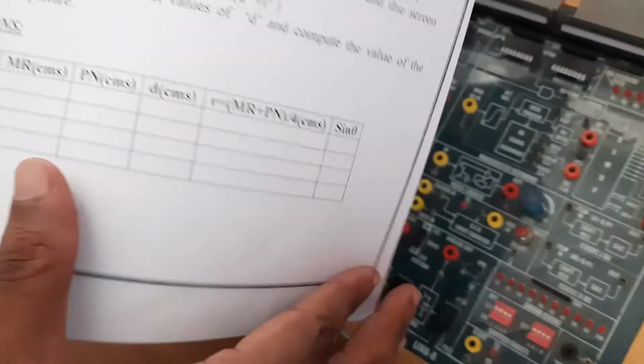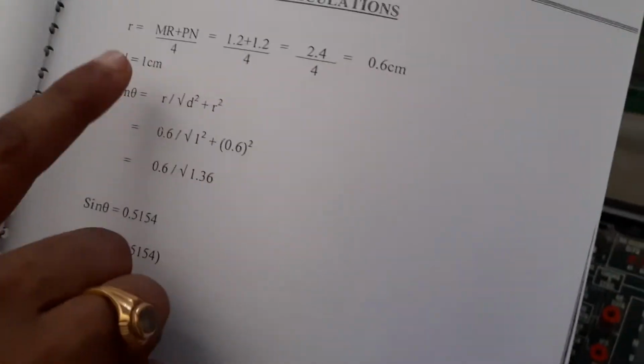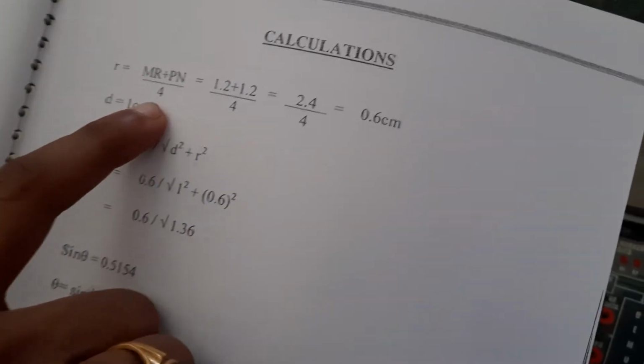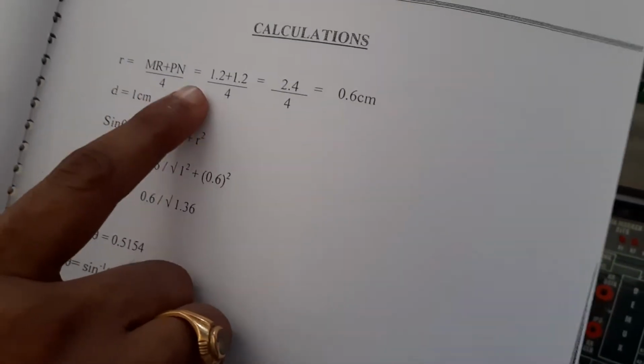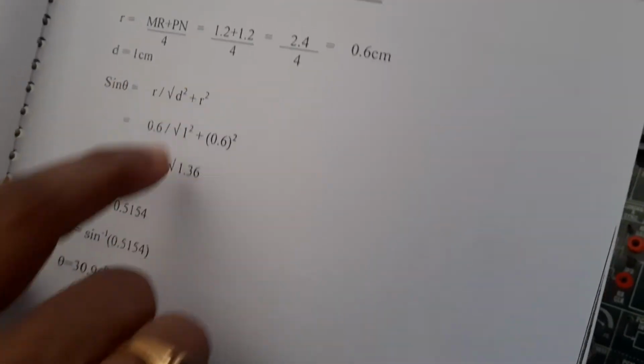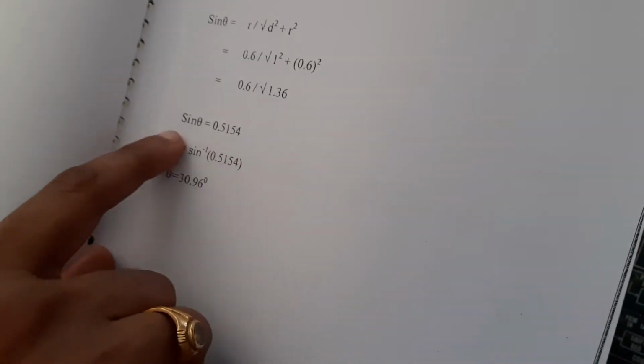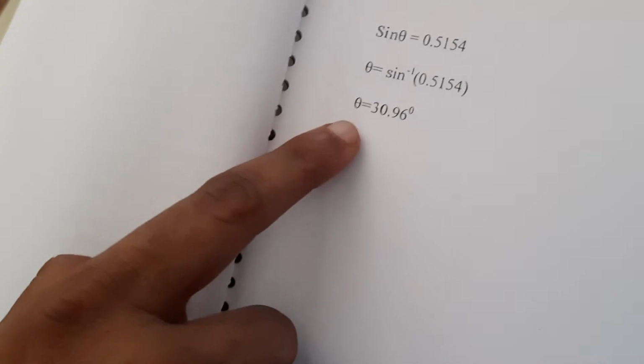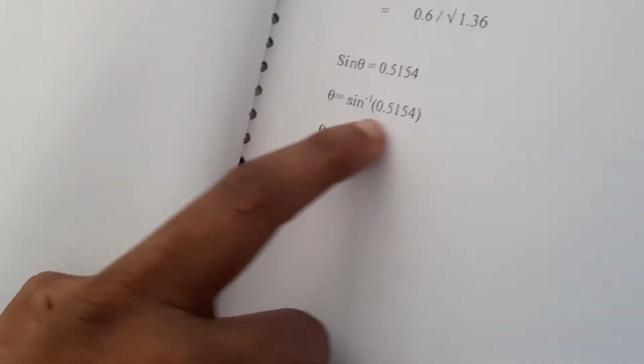It is 0.5. Then you have to substitute: r equals (4 plus 4) divided by 4, that is 8 divided by 4, so r is 2 and the distance is 0.5. Then you have to calculate theta equal to sine inverse of this.